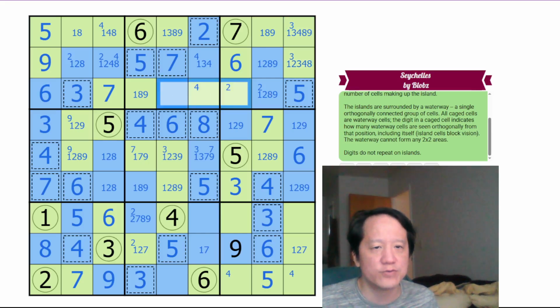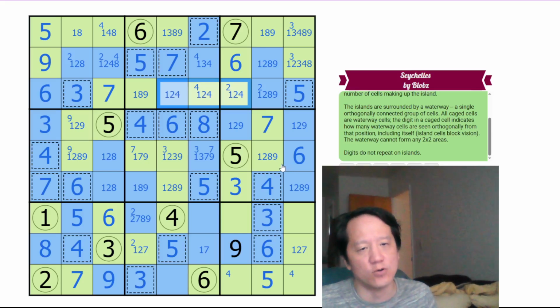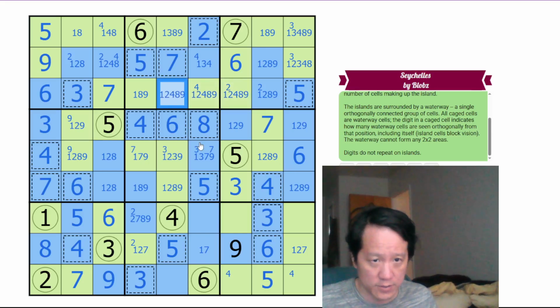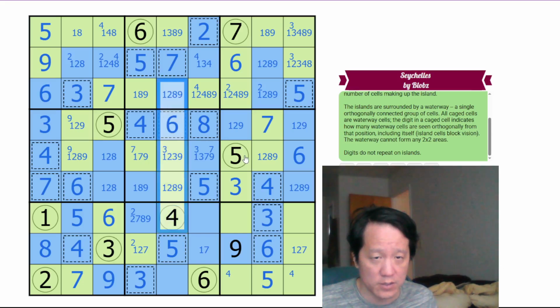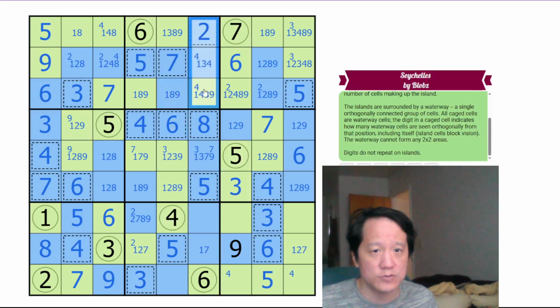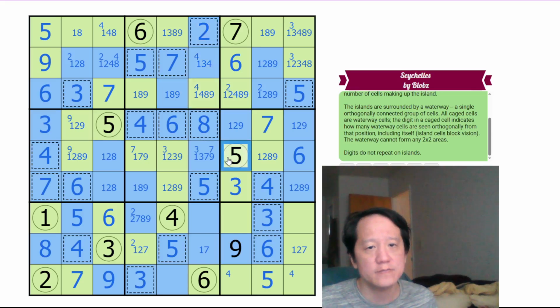Remaining digits of row 3, we have 1, 2, 4, 8, 9. No 4 here because of 4 in the column. No 2's here because of 2's in the boxes. No 9 here because of 9 in the column. This 9 also eliminates 9 there.